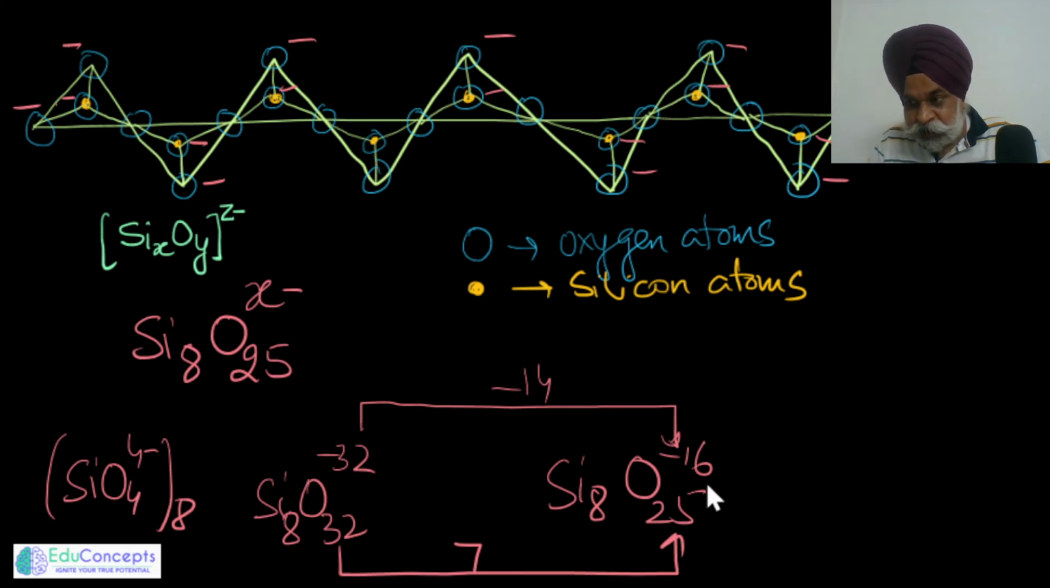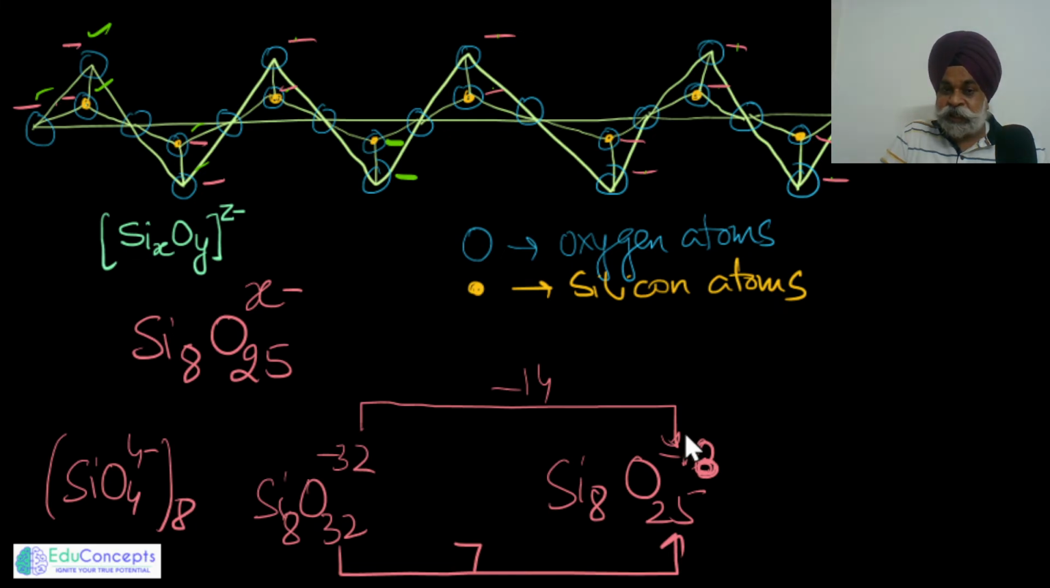So 32 minus 14 makes minus 18. Yes, definitely. So X would be 18. So let us check this. Is it 18? 1, 2, 3, 4, 5, 6, 7, 8, 9, 10, 11, 12, 13, 14, 15, 16, 17, 18. Yes, it is 18. I think I made my point clear.